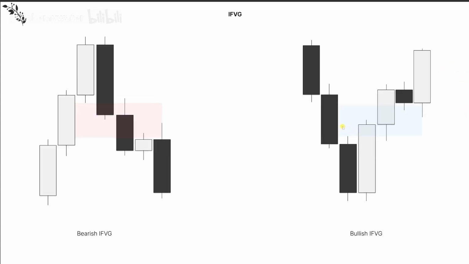In this slide, we'll be discussing IFVGs, which stands for inverse fair value gap. It's basically when a fair value gap gets flipped, right? So when a bullish fair value gap gets closed below and when a bearish fair value gap gets closed above.